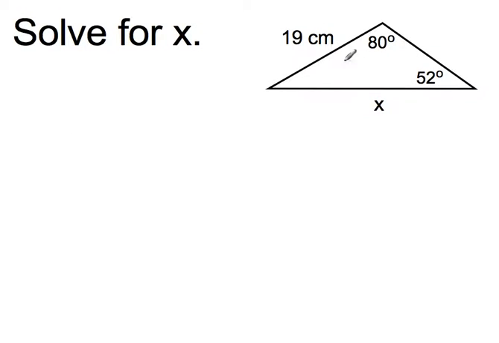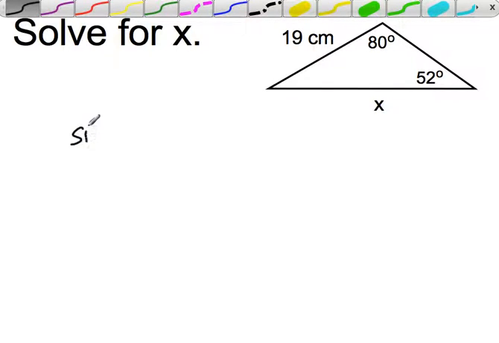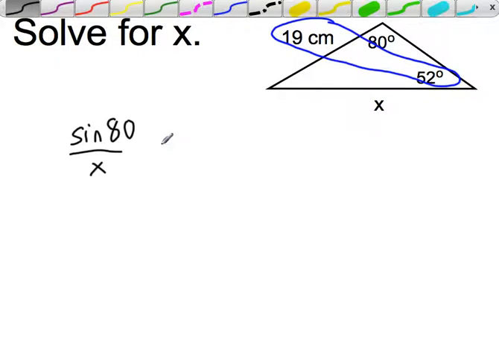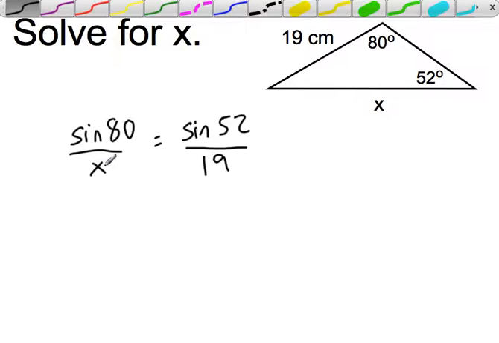First example here, we have two angles and a side length, and we're trying to find another side length. So we can use the law of sines for that. All right, let's take a look at how we're going to pair things. So we have to use opposite angle and side length. So 80 degrees and x go together. Okay, so let's write sine of 80 degrees divided by x, okay? And then the 19 centimeters is opposite the 52 degree angle, so we can say that that's equal to sine of 52 divided by 19.